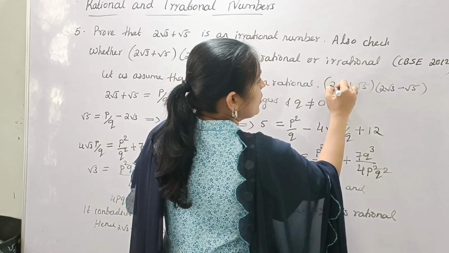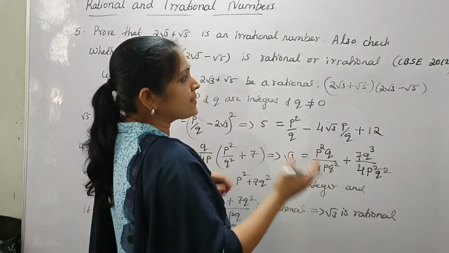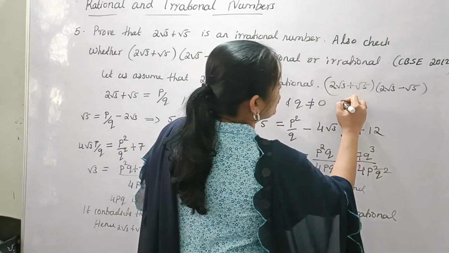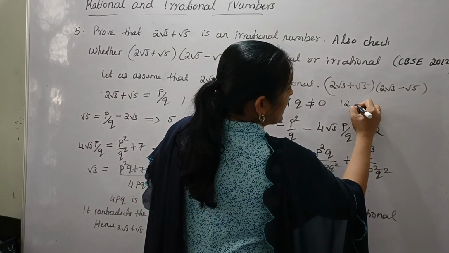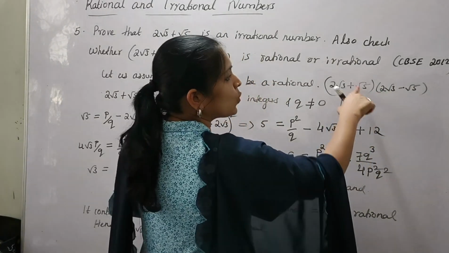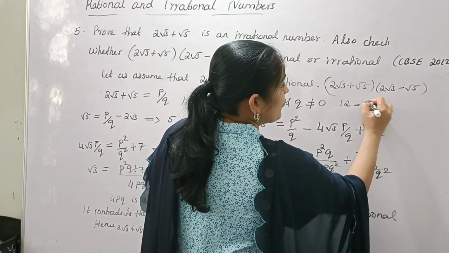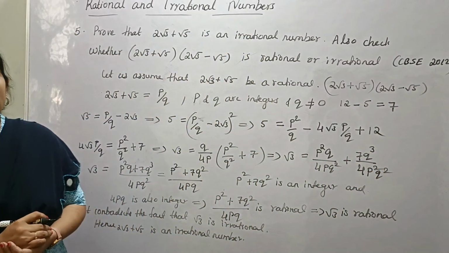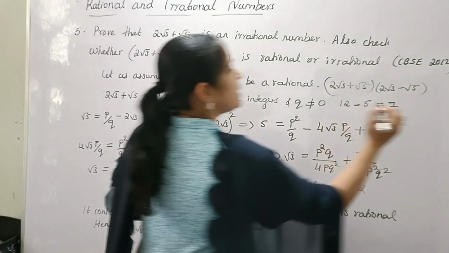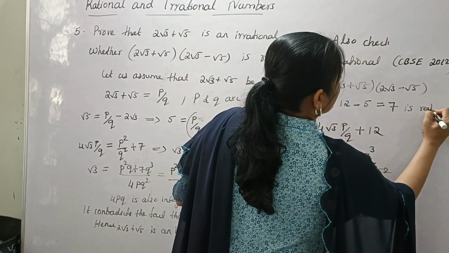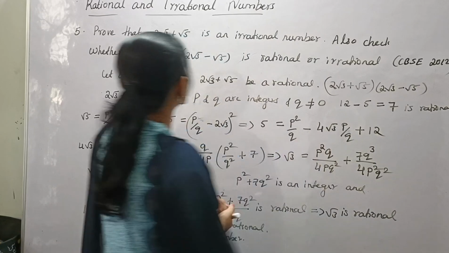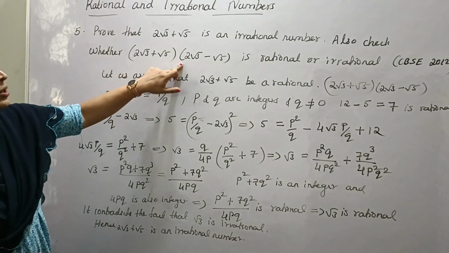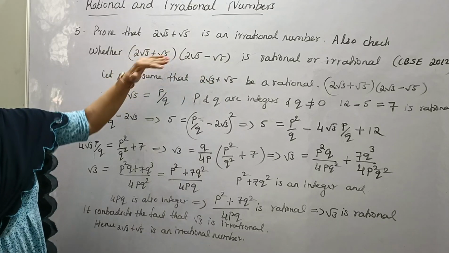A square, what is a here? 2 root 3. Its square is 2 square 4, root 3 into root 3, 3. 4 into 3, 12 minus b square. B is root 5, root 5 square is 5, that is 7. 7 is a rational number. Okay, 7 is rational. Therefore, its product, that is 2 root 3 plus root 5 into 2 root 3 minus root 5 is rational.